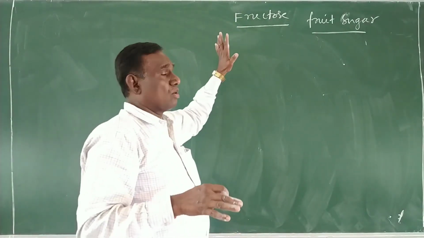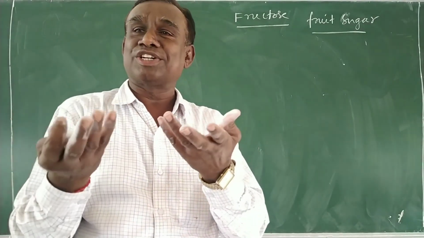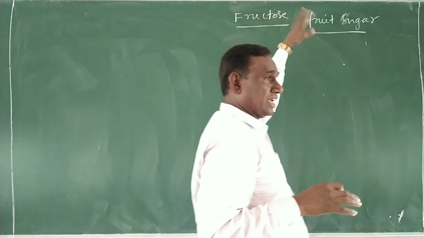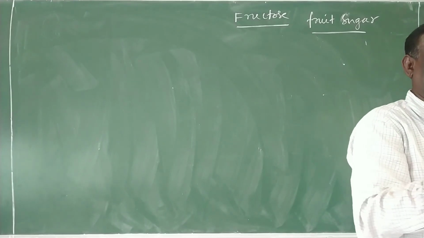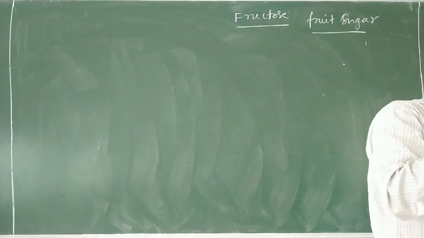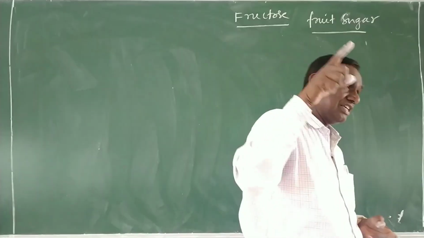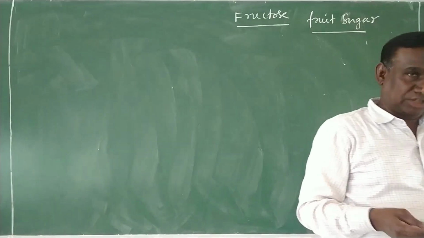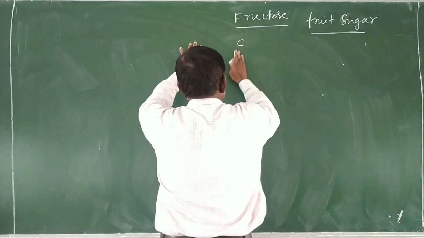And then what is the difference between fructose and glucose? Glucose contains an aldehyde group, but fructose contains a ketonic group. Therefore it is called a ketohexose, not an aldohexose. It contains the ketone group at the second carbon atom, not at the first carbon atom. It is at the what? Second carbon atom. So I am going to write the open chain structure for fructose. Just see here, one.